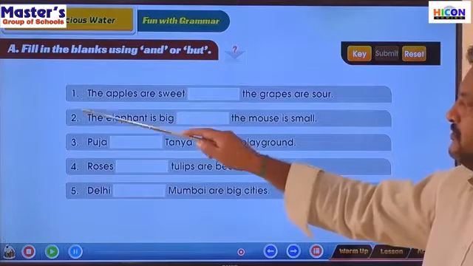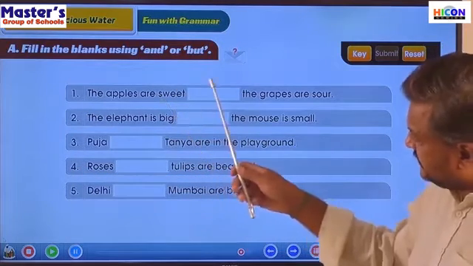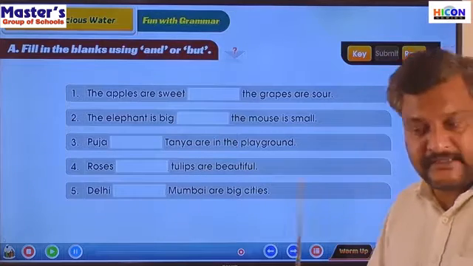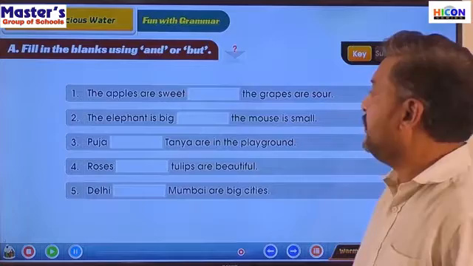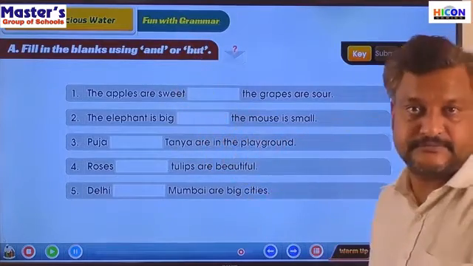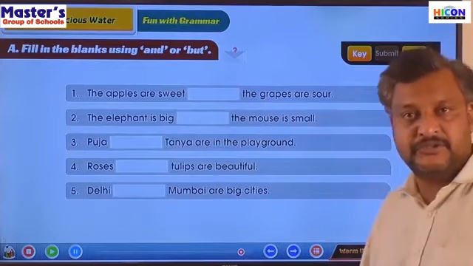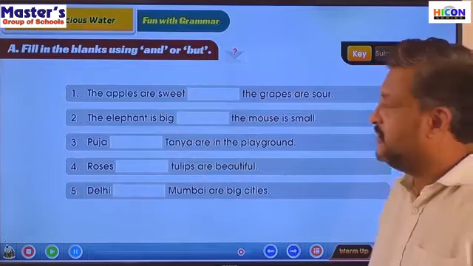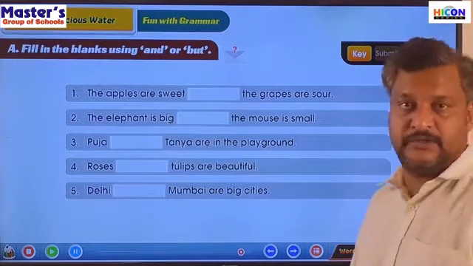Right? 1, 2, 3, 4, 5. Five sentences are given there. In these sentences, there is a gap in each one. There is a blank. Some word is missing there. And what we need is, we need to fill these blanks either using and or using but. Okay? So, whichever is suitable there, we need to use that word to complete these blanks. Okay? So, we have learned about how and, but are used, isn't it?